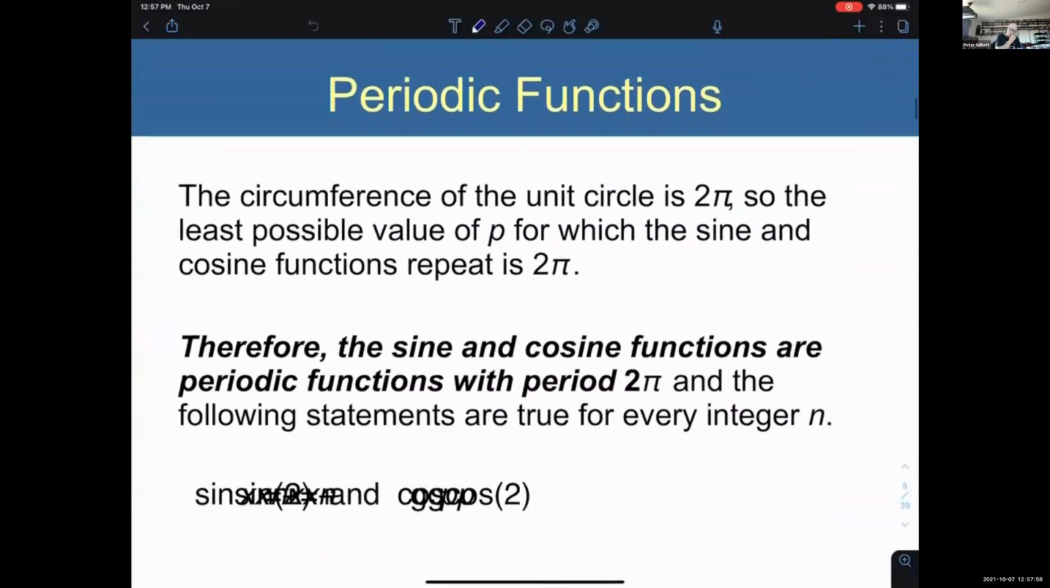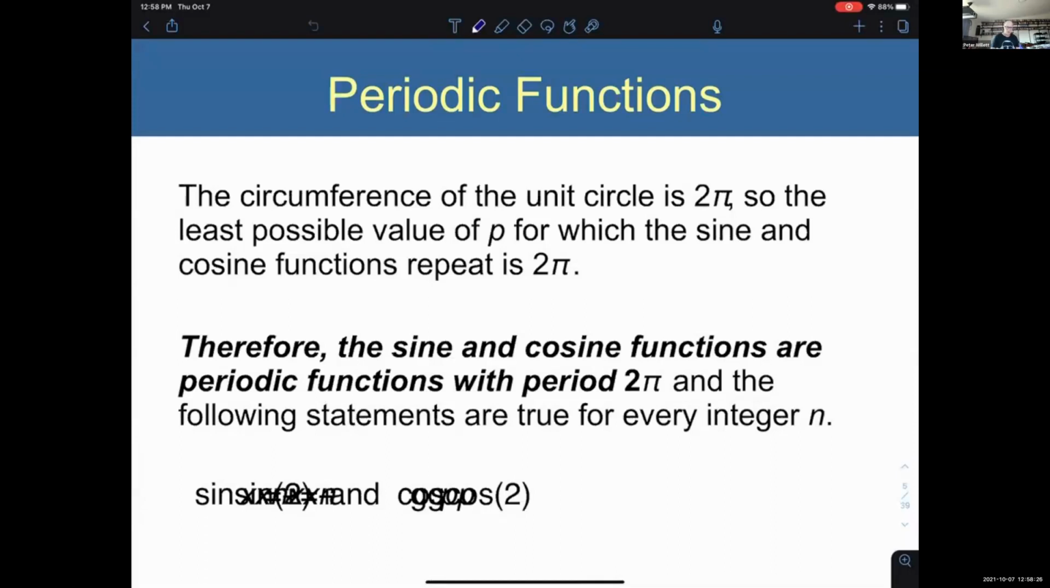Oh, this is kind of overwriting here. It says the circumference of a unit circle is 2 pi. So the least possible value of p for which the sine and cosine functions repeat is 2 pi. And then it says, therefore, the sine and cosine functions are periodic functions with period 2 pi. And then they give you some statements about that. So looking at these is not very helpful directly.